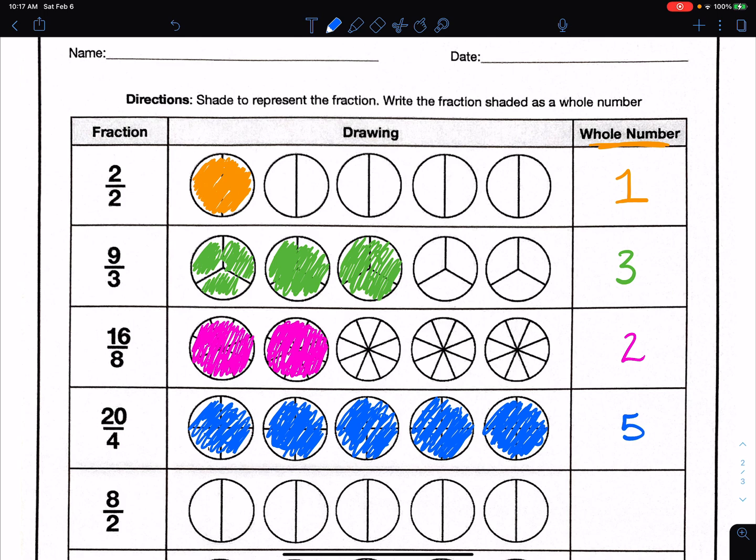This 2/8 at the bottom, I want you to draw this in your notebook and try to solve it. Pause this video and come back to check your answer.